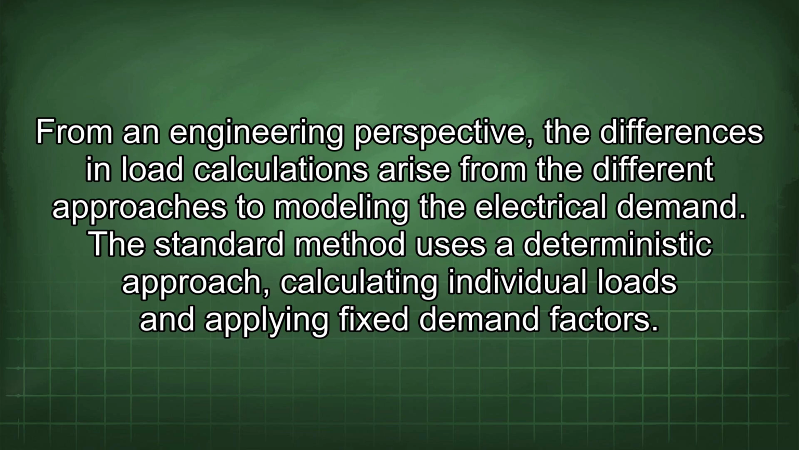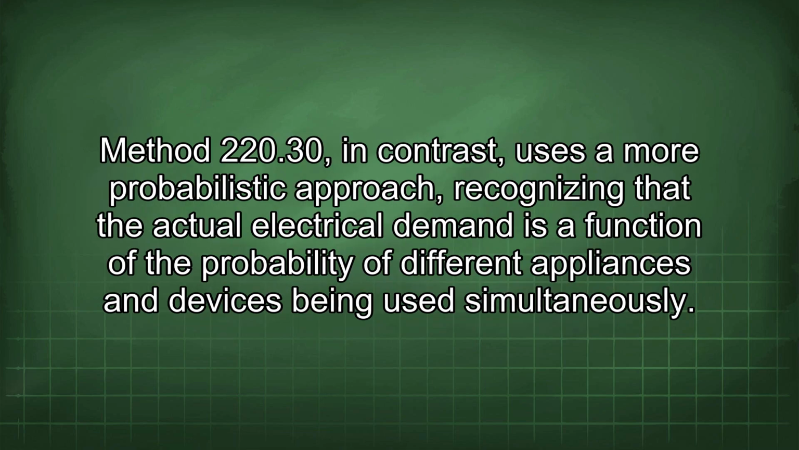From an engineering perspective, the differences in load calculations arise from the different approaches to modeling the electrical demand. The standard method uses a deterministic approach, calculating individual loads and applying fixed demand factors. Method 220.30, in contrast, uses a more probabilistic approach, recognizing that the actual electrical demand is a function of the probability of different appliances and devices being used simultaneously.